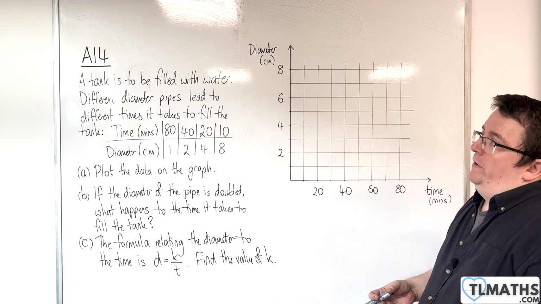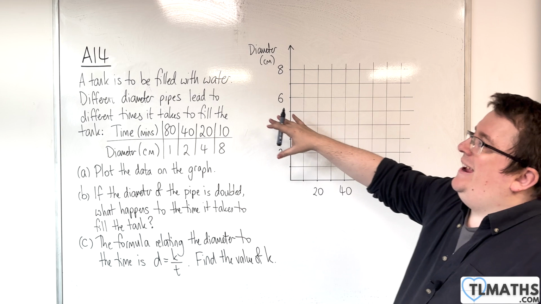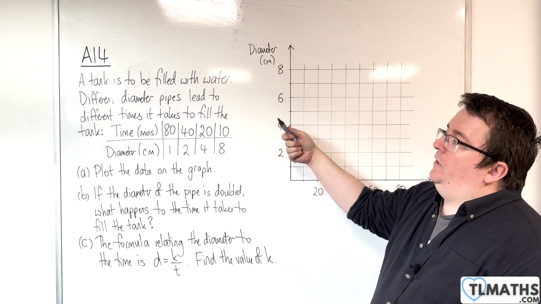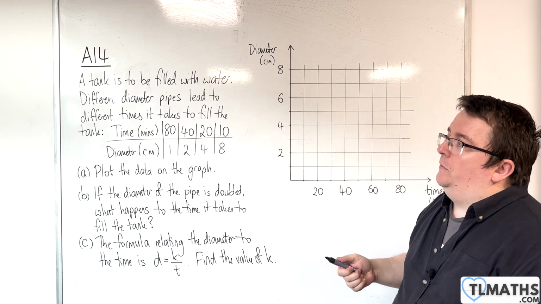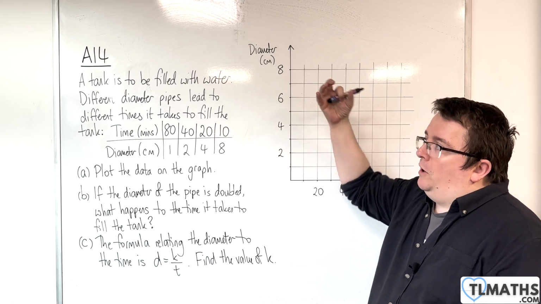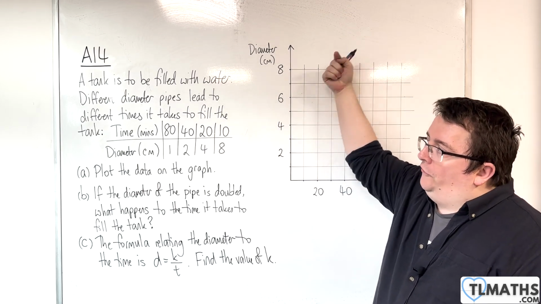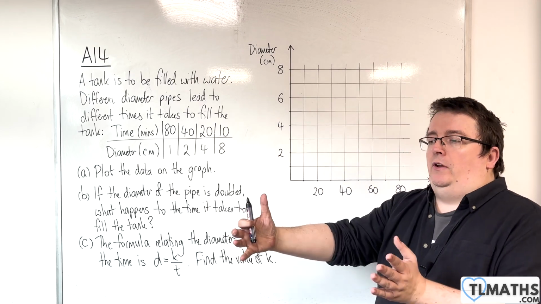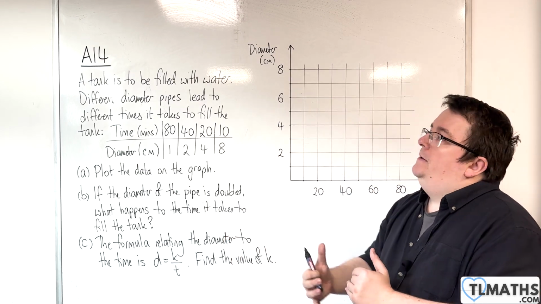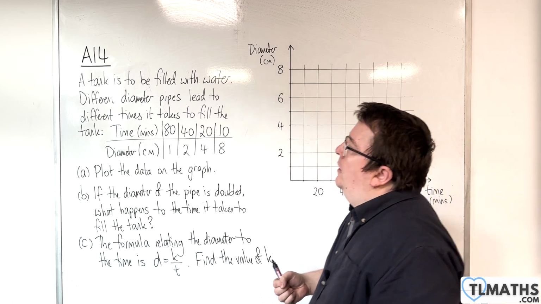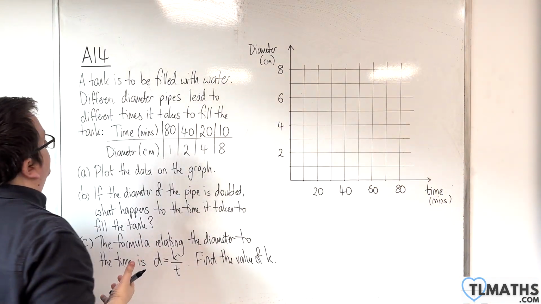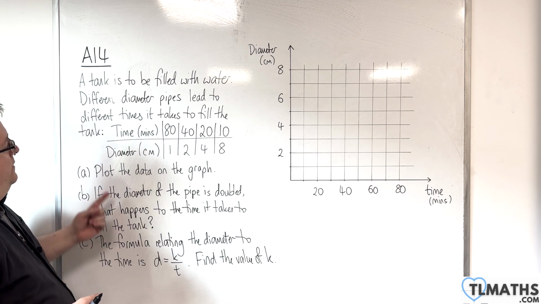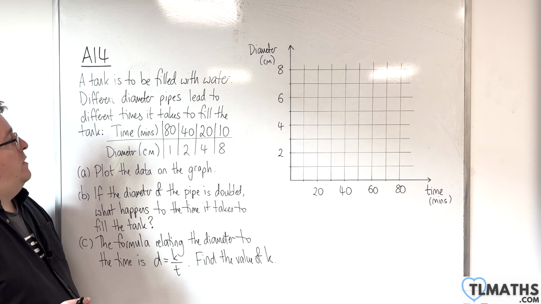So in this video we're going to be investigating a reciprocal relationship. We have a tank that is to be filled with water. Different diameter pipes lead to different times it takes to fill the tank. So you have water going through the pipe into the tank, and if you increase the width of the pipe, then the tank will fill up faster. So we have a table here that shows those data points.